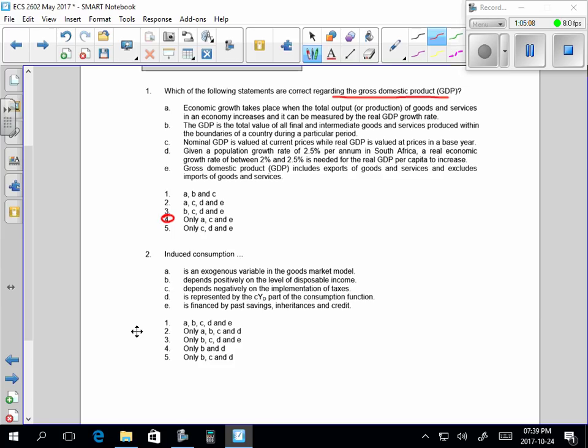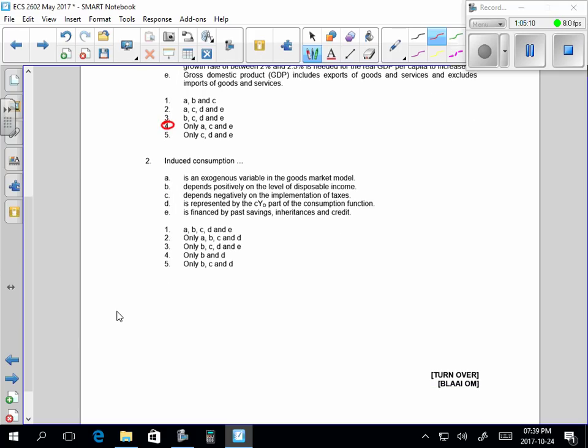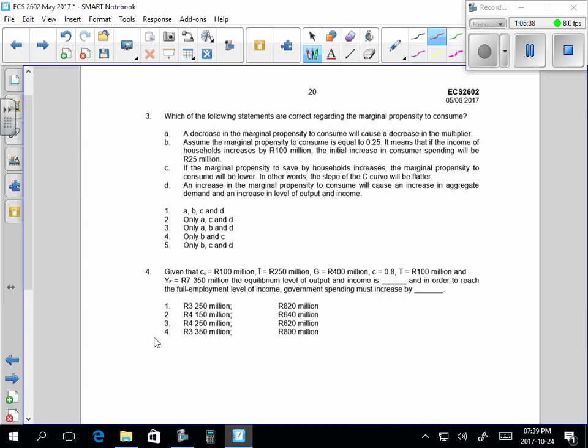Question 2, induced consumption. Remember, we deal with both autonomous and induced consumption. Induced consumption depends on income. Would be option 5. Depends positively on the level of income, negatively on taxes because that reduces your disposable income, represented as the CYD part of the consumption function.